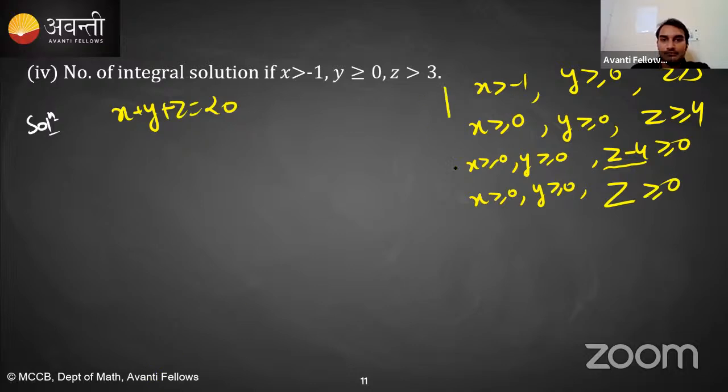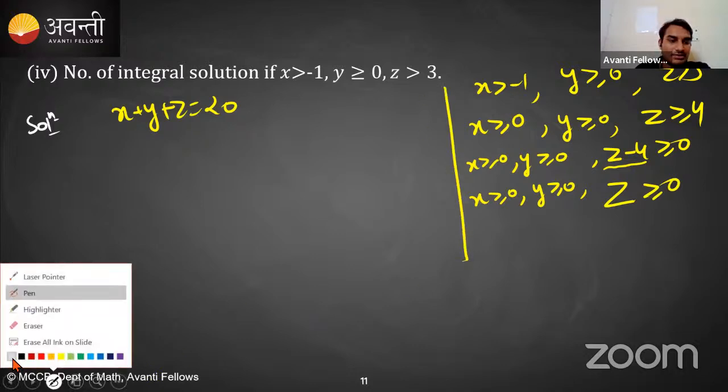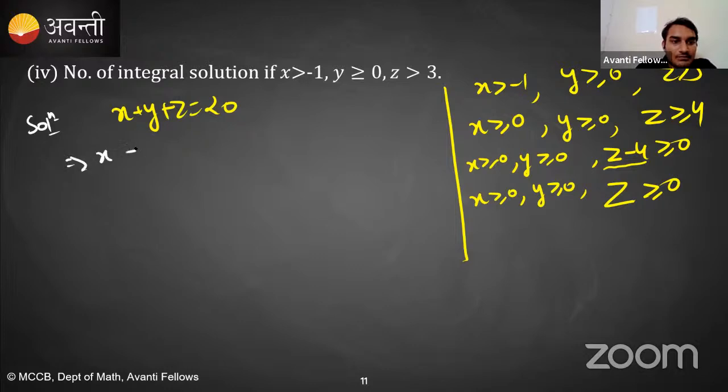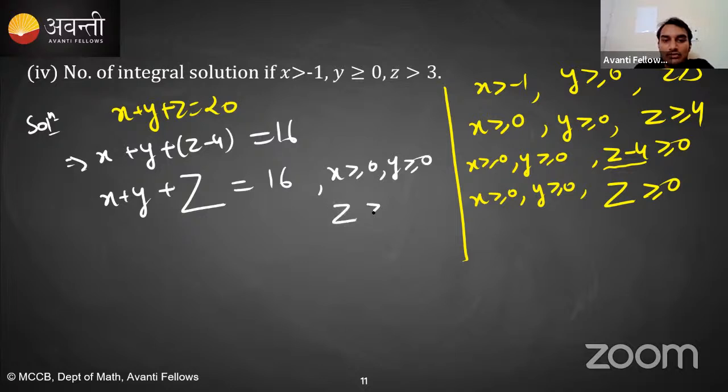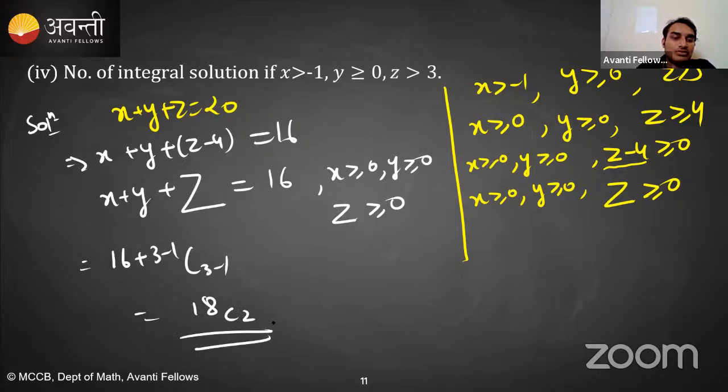Clear? So what does this become? It becomes x plus y plus z minus 4 is equal to 16. So x plus y plus capital Z is equal to 16 where x greater than equal to 0, y greater than equal to 0 and capital Z also greater than equal to 0. Again, now it is the same as saying the number of non-negative integral solutions. What is this? 16 plus 3 minus 1 C 3 minus 1, which means 18C2. This is your answer.